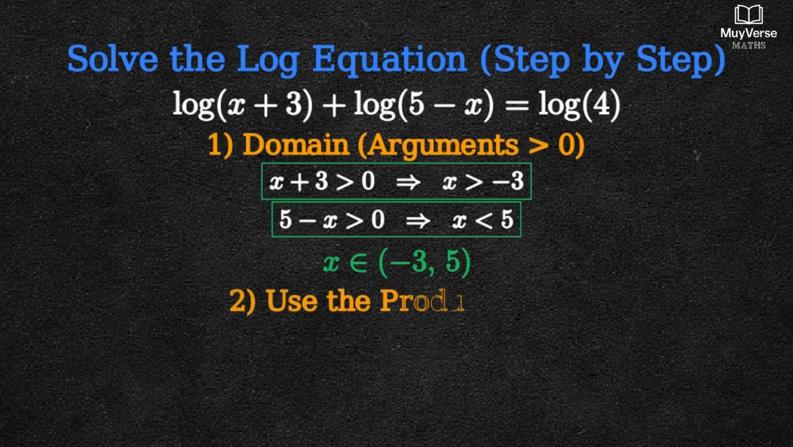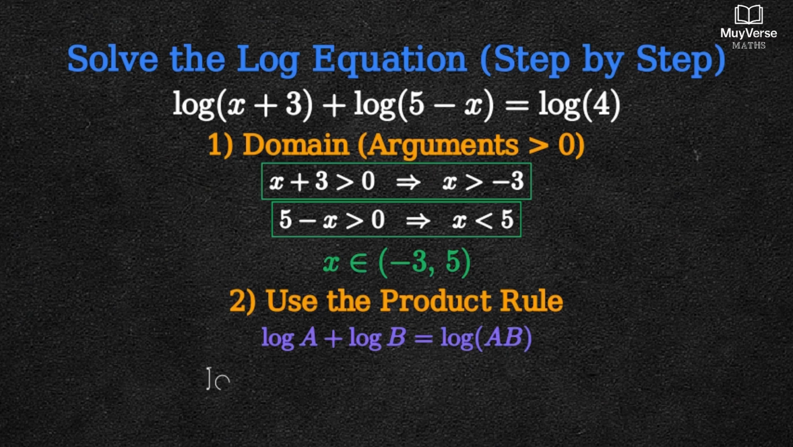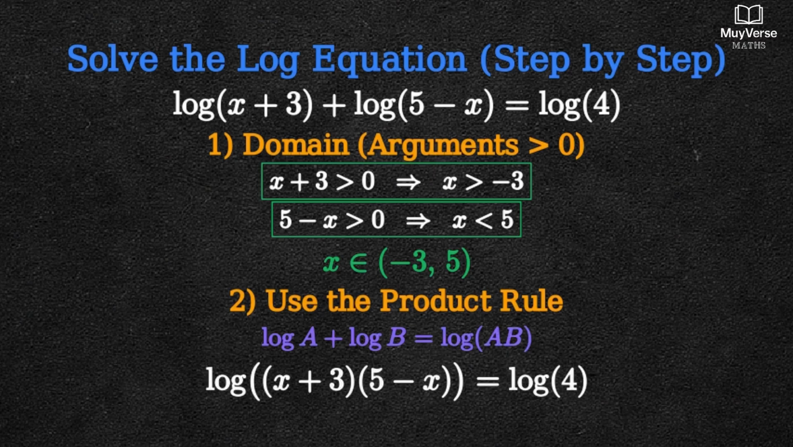Step 2. Combine the two logarithms using the product rule. Log of a plus log of b equals log of a times b. We apply it to the left side. That becomes log of the product (x plus 3) times (5 minus x) equals log of 4.